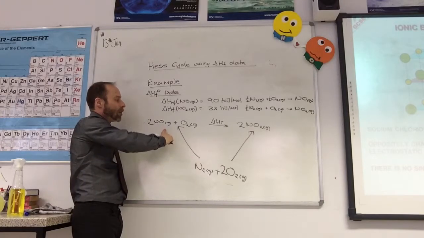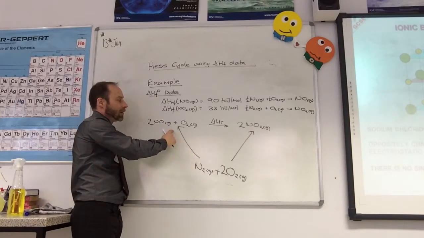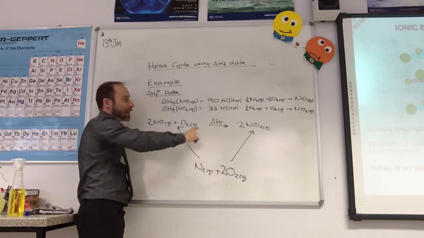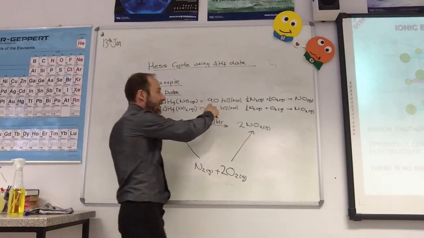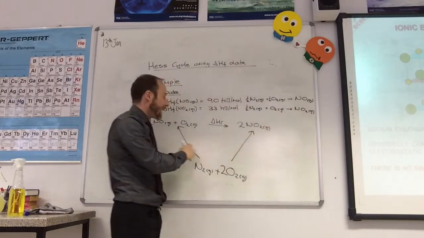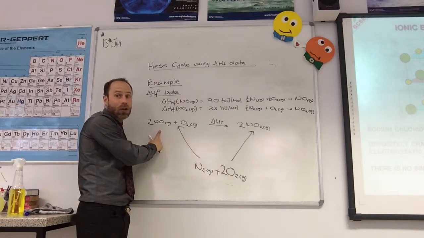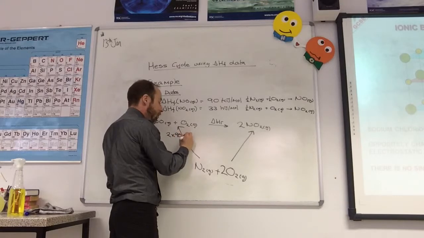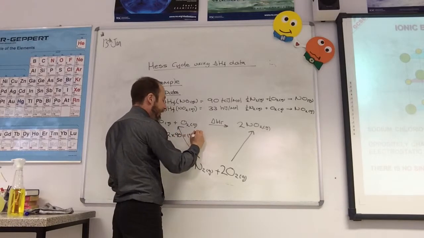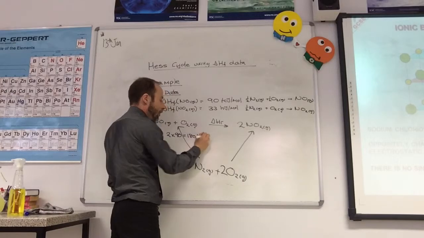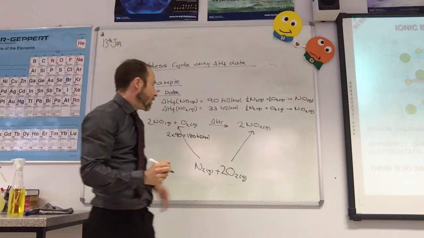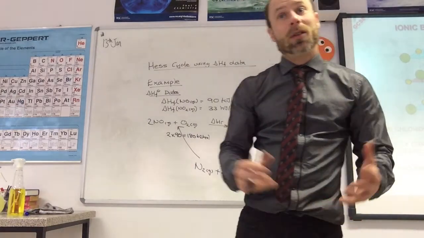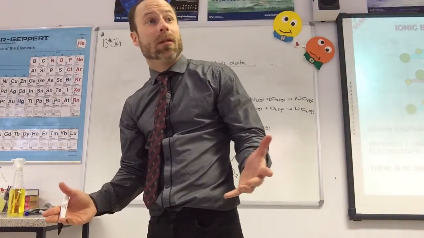What number do I need to put on this arrow here then? NO is equal to 90, but that 90 refers to only making 1 NO. How many NOs do I make? 2. So I need to use 2 times 90, which is equal to 180 kilojoules per mole. Do I need to worry about oxygen at all? No, because it's an element, so it's going to be 0.